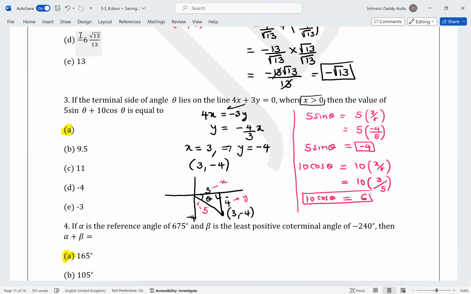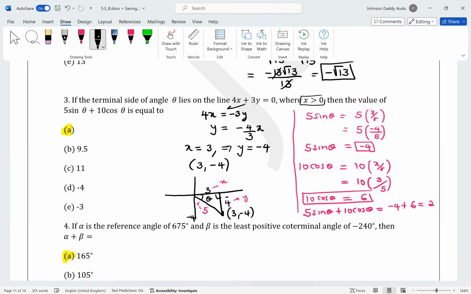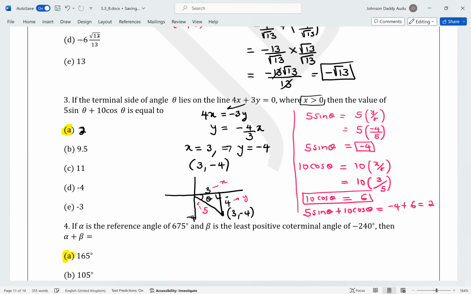So if we're dealing with the sum now, it means we want to add. So if you have 5 sine theta plus 10 cosine theta, it's just going to be minus 4 plus 6, right? Which is equal to 2. So the correct answer here, which is A, I think something is missing here. It's 2.